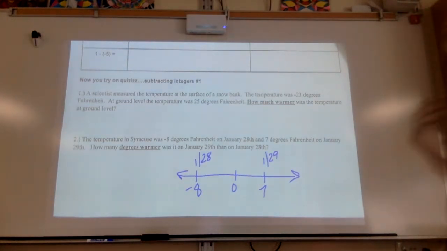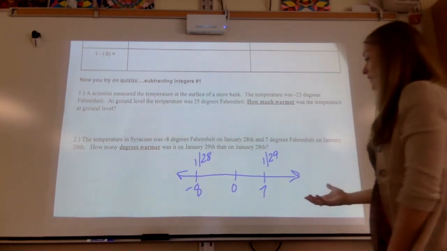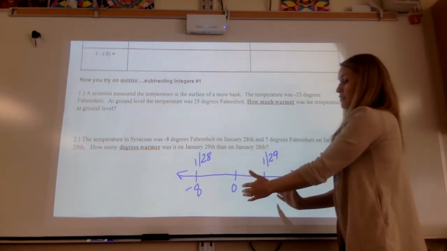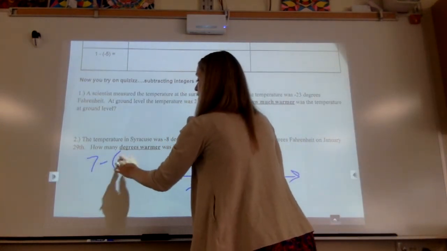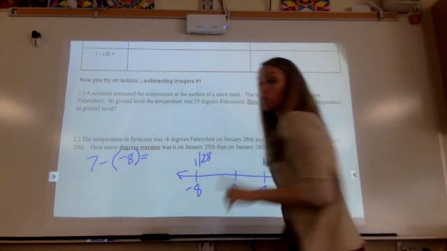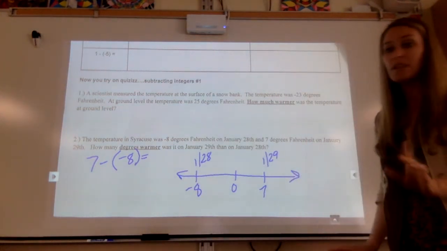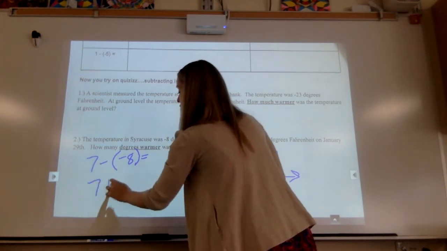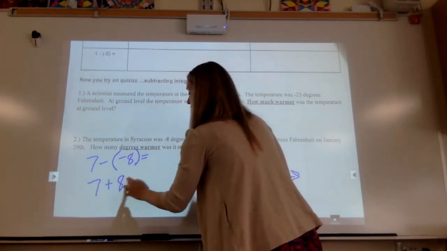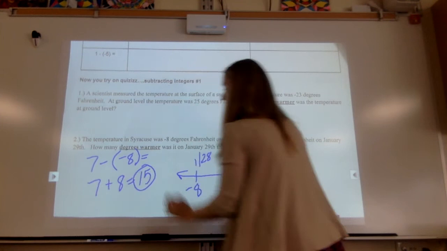All right, so here's what I'm hoping that you tried. I'm hoping that you took your positive number, if you want to know how much warmer it is, and subtracted out your smaller number. That's one way to do it. It might not have been the way you did it, and that's okay, but this is one way. So we keep the 7, change subtraction to addition, negative 8 becomes a positive 8, and that gives us 15. So that's one way to do it.